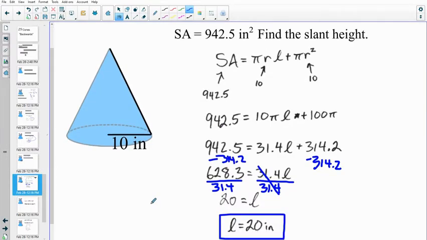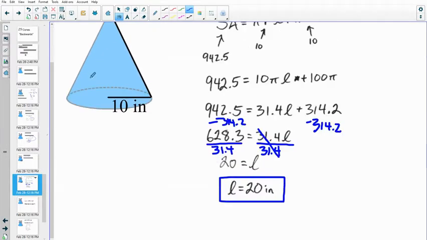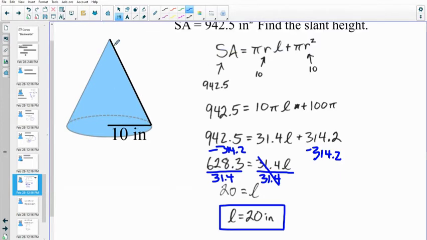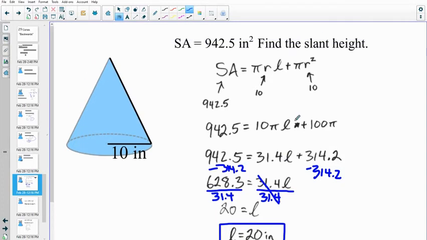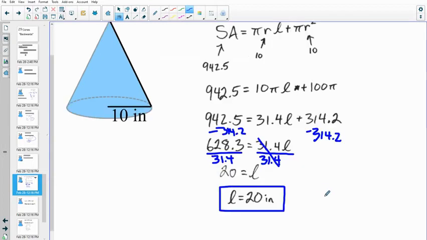And if I wanted to at this point, since I have the slant height, I've got the radius, I could use the Pythagorean theorem and find the height, and then I could use that to find the volume. But they didn't ask me to do that on this problem, so I'm not going to bother with that. But that's the working backwards part. Given the slant height, plug in information to the formula, and then do some algebra to solve for what we do not know, in this case, the slant height.